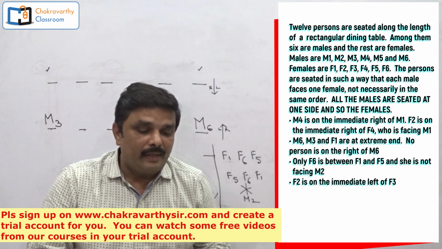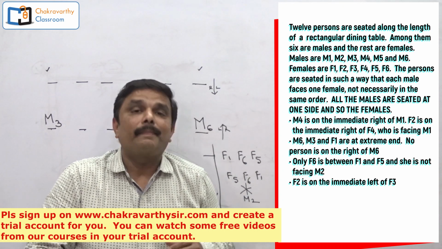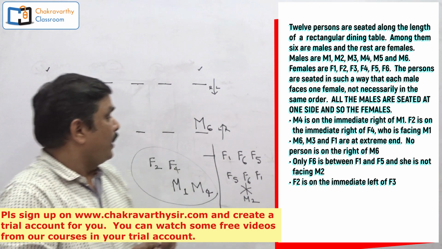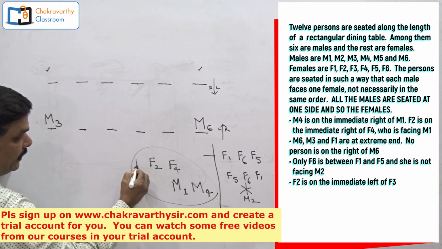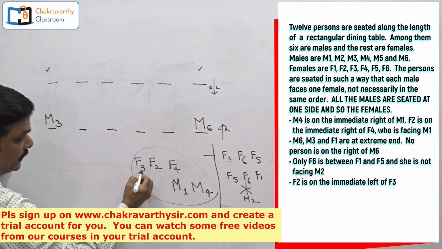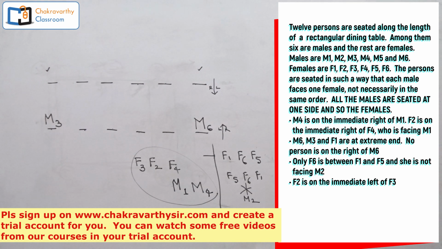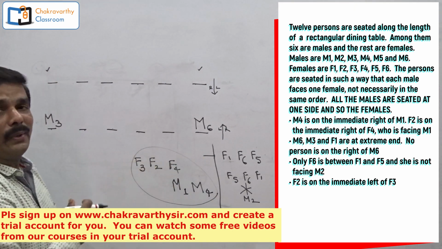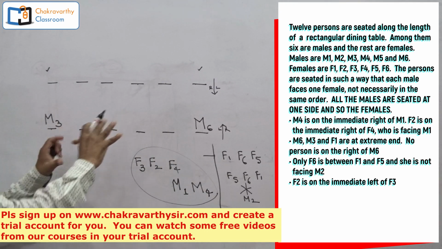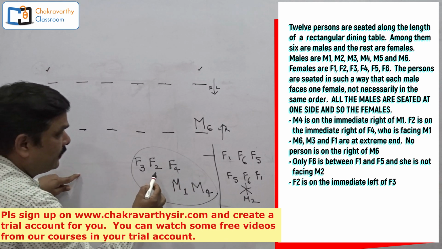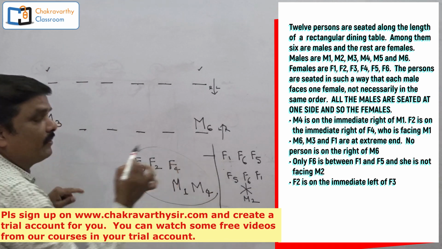F2 is on the immediate left of F3, they have given. Okay, F2 is on the immediate left side of F3. This is the information. Now you see students, they have given up to this only. So directly I can place M6 and M3 on the chart so far. Then this information is additional information given for us.